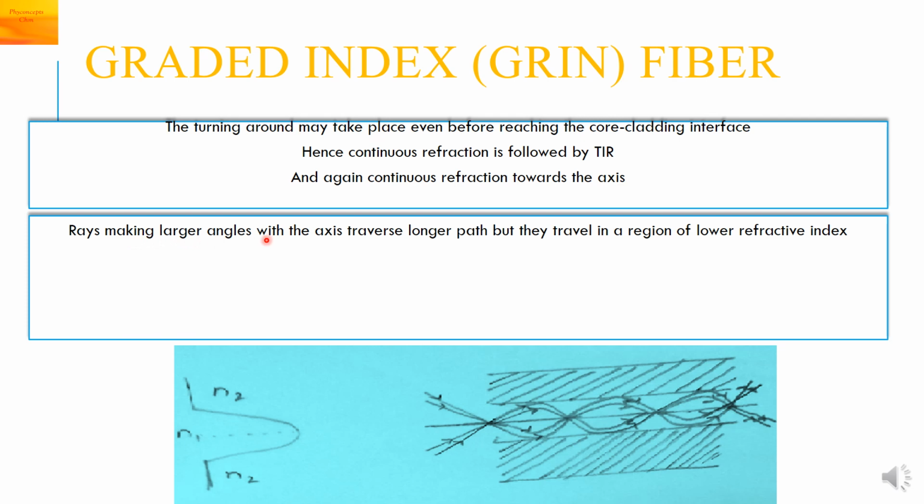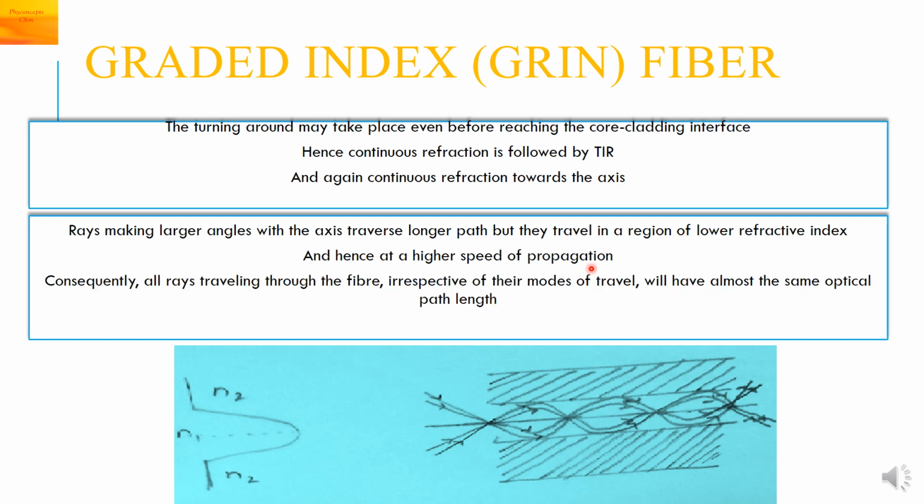The rays making larger angles with the axis will traverse a longer path, but they will travel in a region of lower refractive index, and hence at a higher speed of propagation. Consequently, all the rays traveling through the fiber, irrespective of their modes of travel, will have almost the same optical path length and reach the output end of the fiber at the same time.